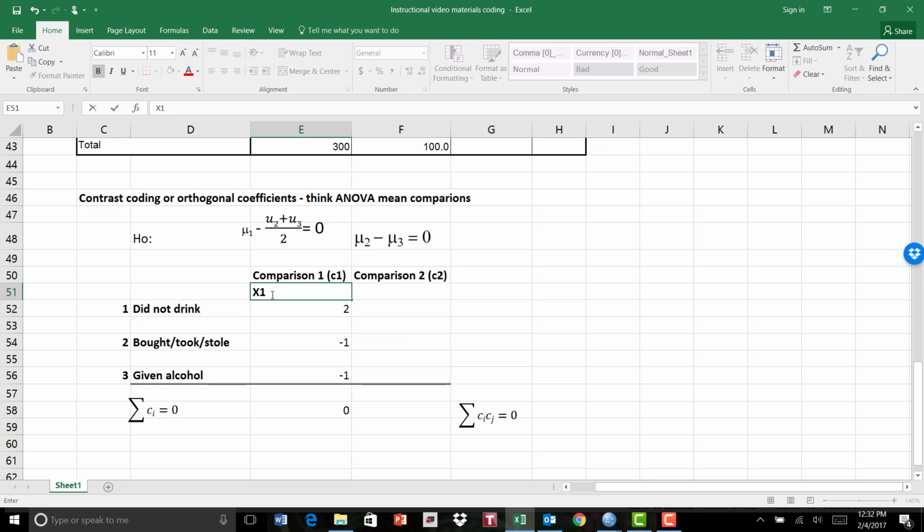Oops, not triple x. X2. After we do that, and you know me, I like to sort of organize things as we go.